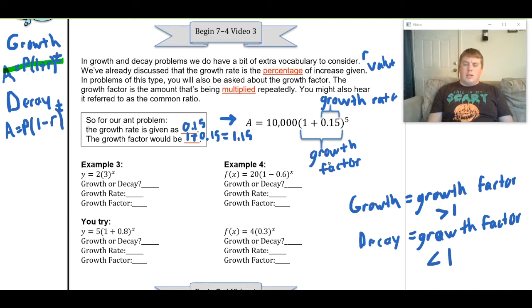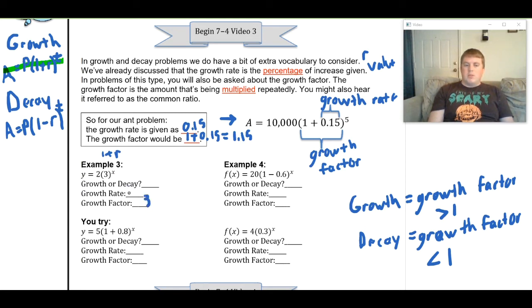Alright, so let's look at this problem for example 3. We're given y equals 2 times 3 raised to the x power. So 3 is going to be our growth factor. It is the number that we get inside the parentheses. Notice we don't have the 1 plus r. It's already combined for us to get 3. So our growth factor is going to be 3.